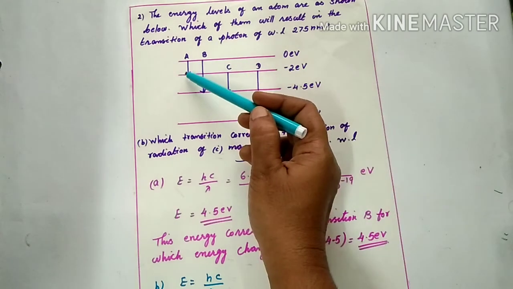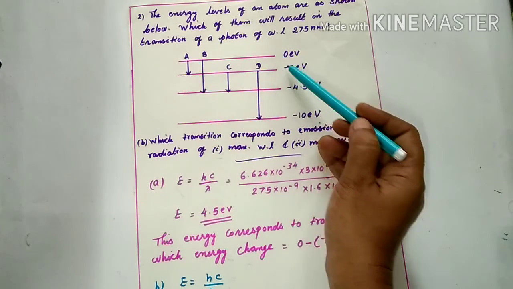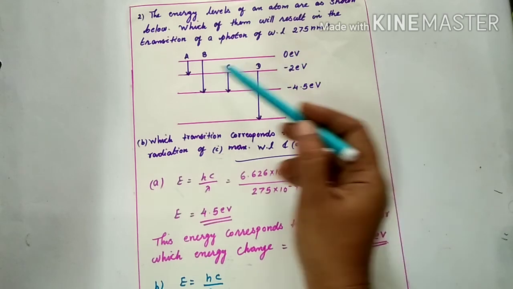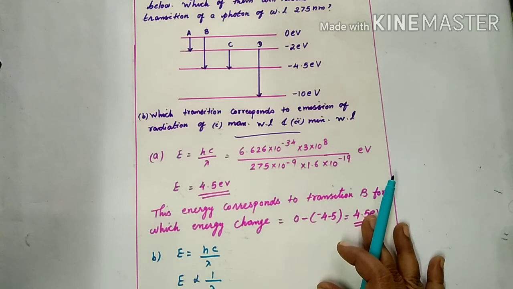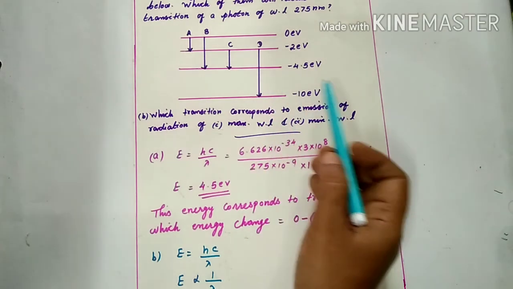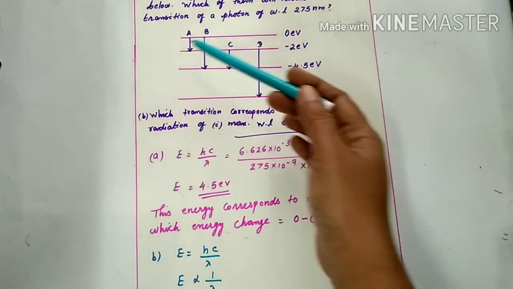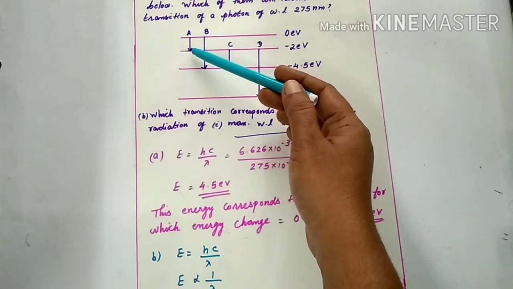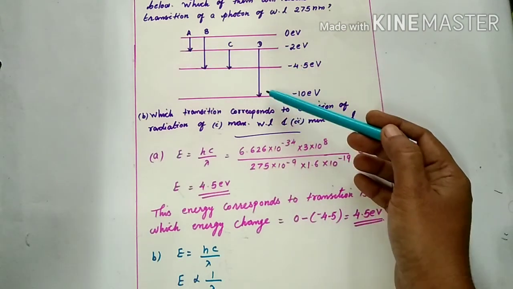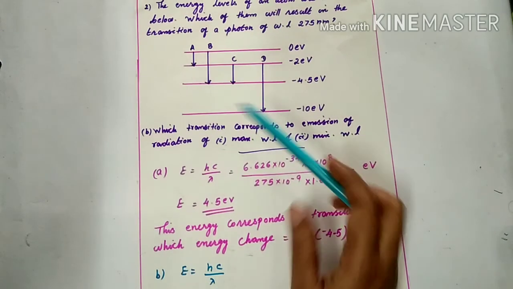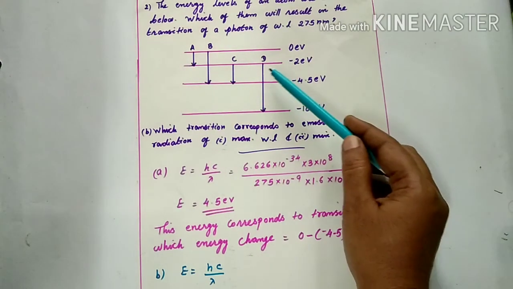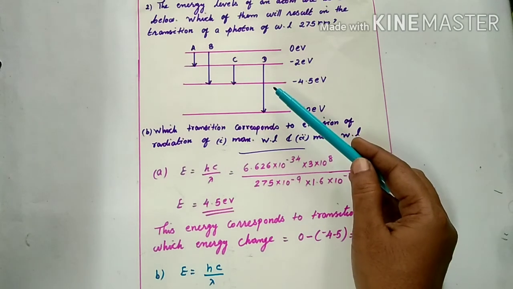So you will find out the energy of the transitions by finding the difference between the energies. That is, for the transition A, 0 minus minus 2. Similarly for B, C, D, etc. So when you find the energy of these transitions, you will get that transition A has the minimum energy and D has the maximum energy. So according to the formula, transition A has the maximum wavelength and D has the minimum wavelength.